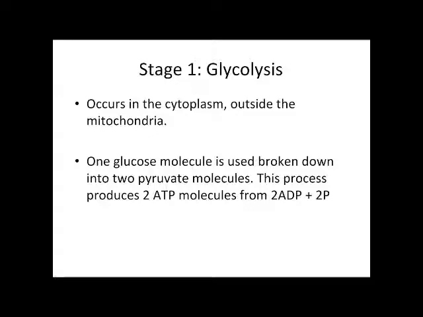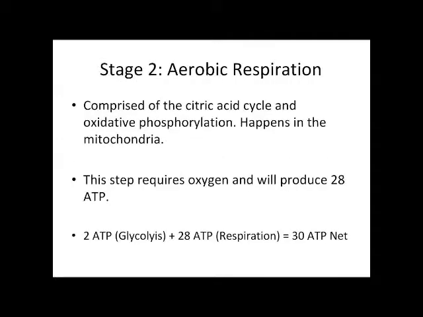Okay, so this is glycolysis. Net gain is 2 ATP molecules from 1 glucose. And I've got these 2 pyruvate molecules. Now these pyruvate molecules, they go into the second stage. So stage one was glycolysis. Stage 2 is aerobic respiration. Stage 2 comprises the citric acid cycle, also called the TCA cycle, also called the Krebs cycle.